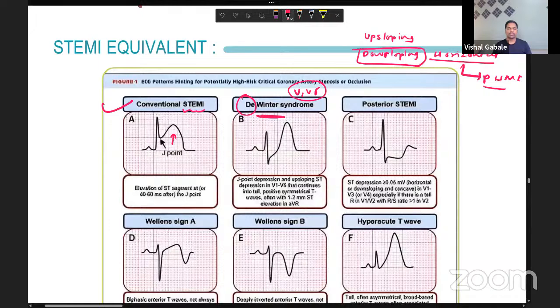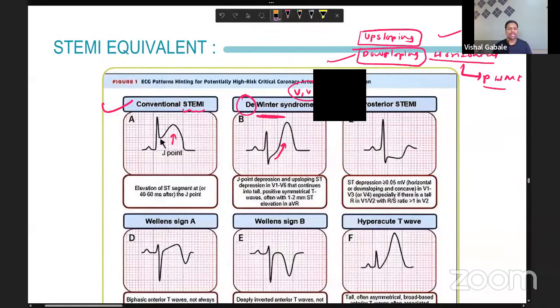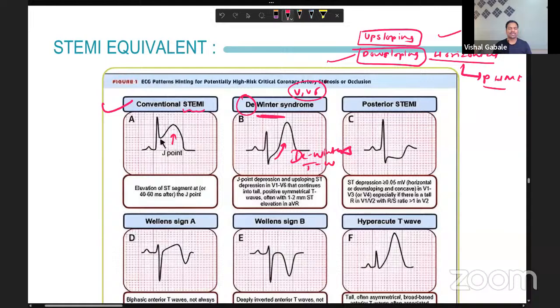Downsloping. So which of the following is least likely to have myocardial ischemia? Upsloping, very nice. So downsloping and horizontal are the only important types for us. Whenever you have upsloping ST depression, particularly in V1 to V6, this typically presents as De Winter's sign, also called De Winter's T wave. It ends up being a tall T wave. Look at this T wave, very tall. This is definitely an important sign for coronary artery disease.